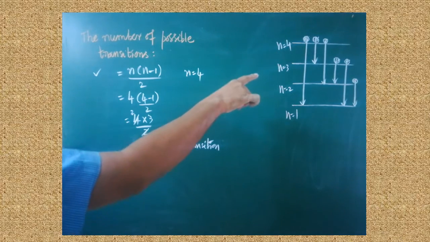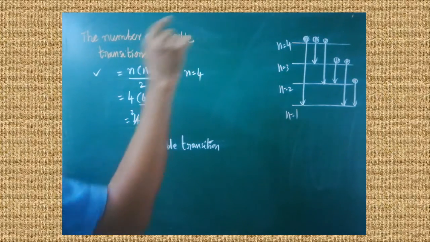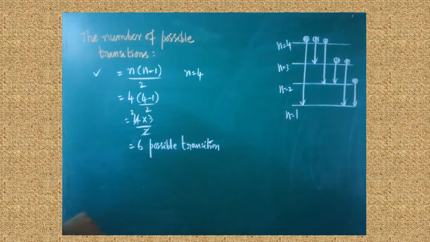That one is shown in the form of a clear energy level diagram. So both are similar. It depends on the n value, the number of possible transitions will vary. For that we have to use the permutation combination formulas. Okay, thank you.